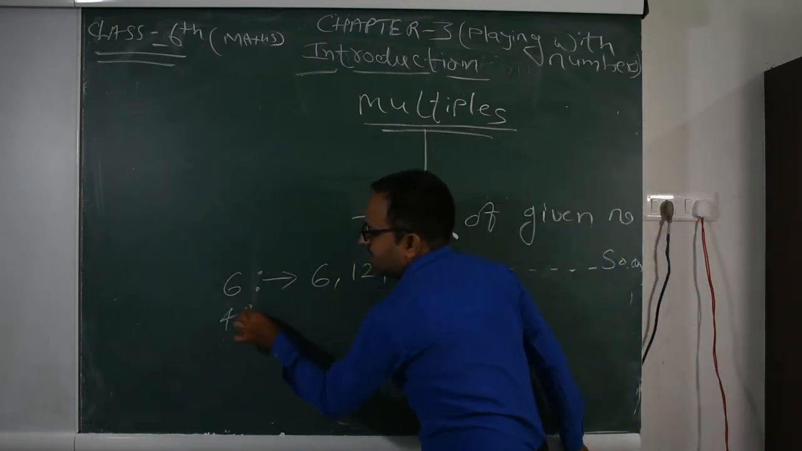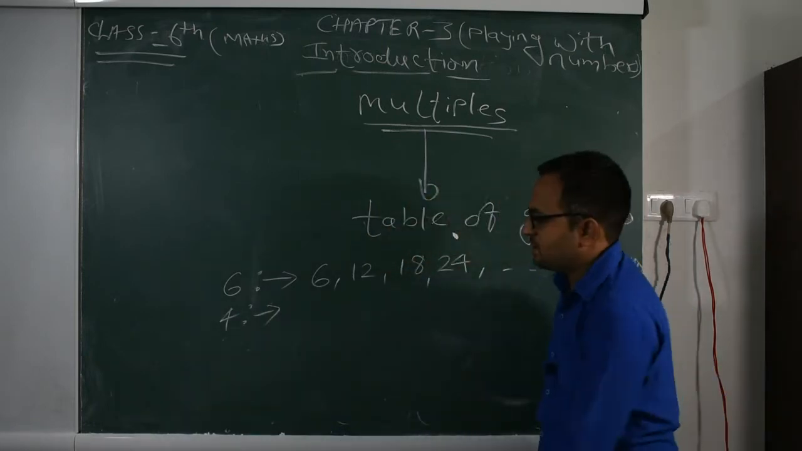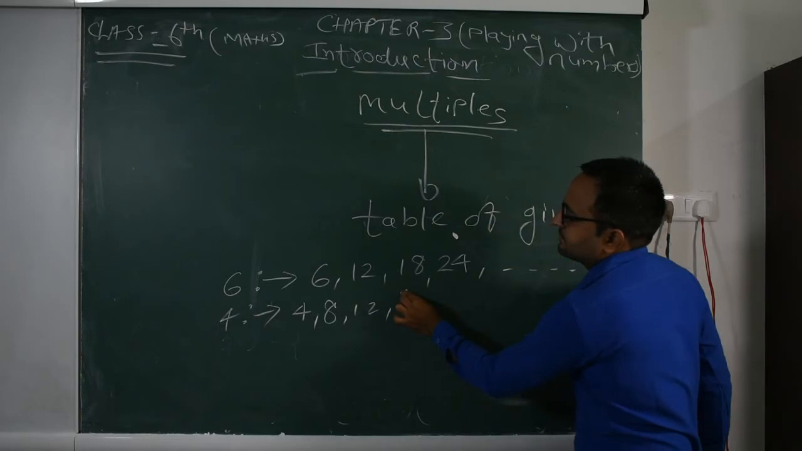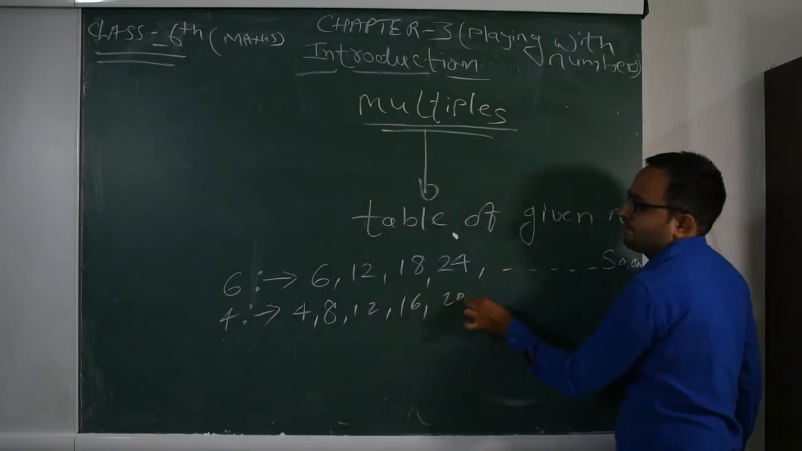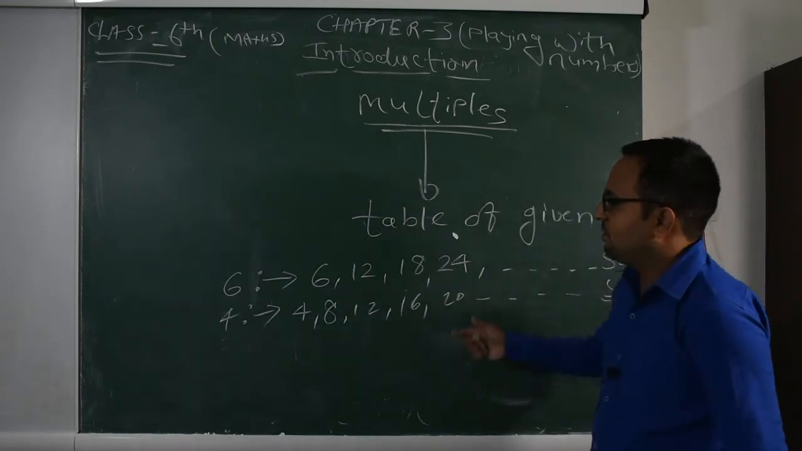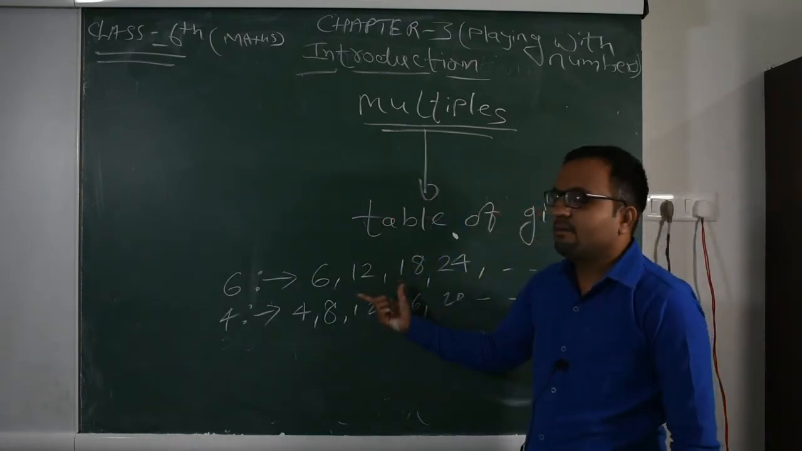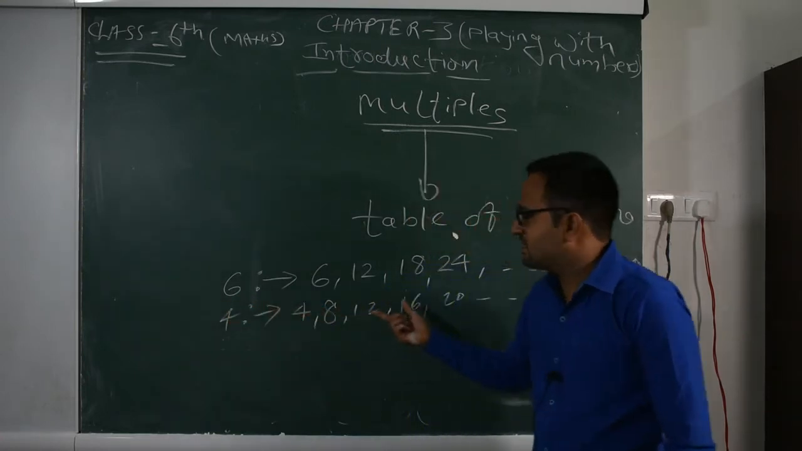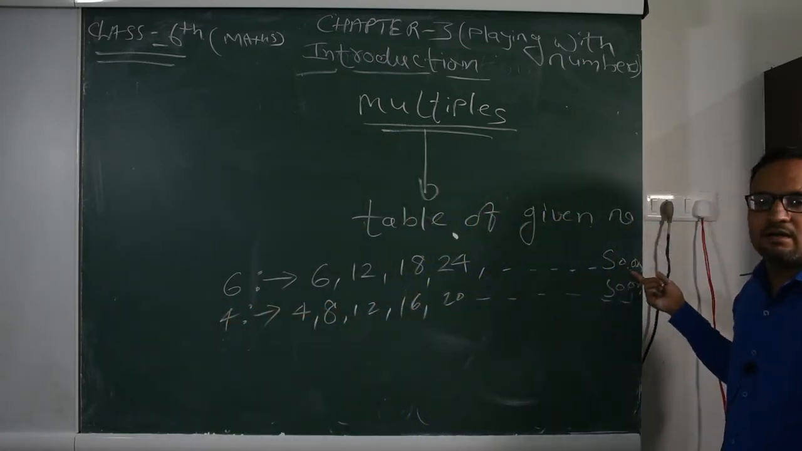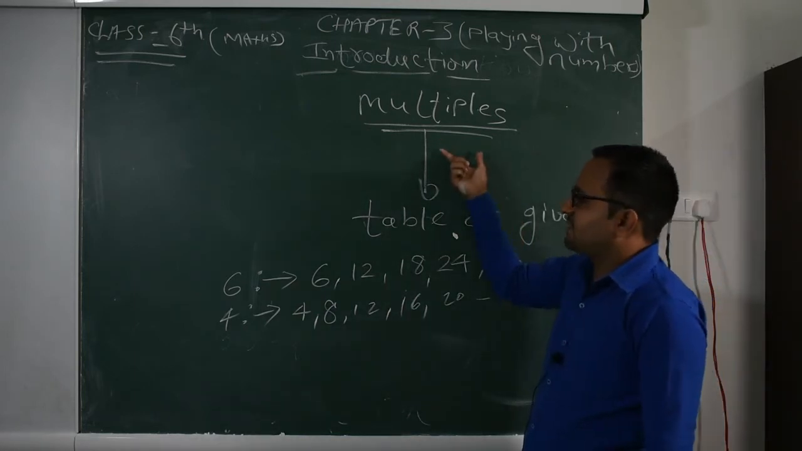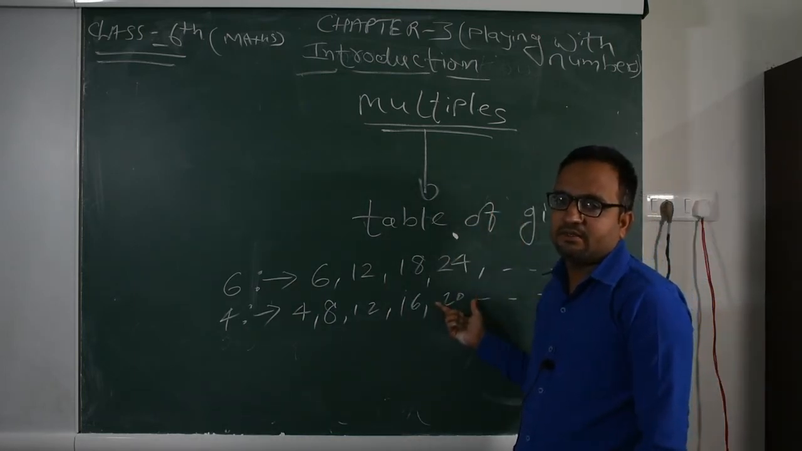Again we find multiples of 4. So we use the table of 4: 4, 8, 12 and so on. So the number of multiples of a particular number is infinite. That means a table is infinite. So these are the multiples of a given number.